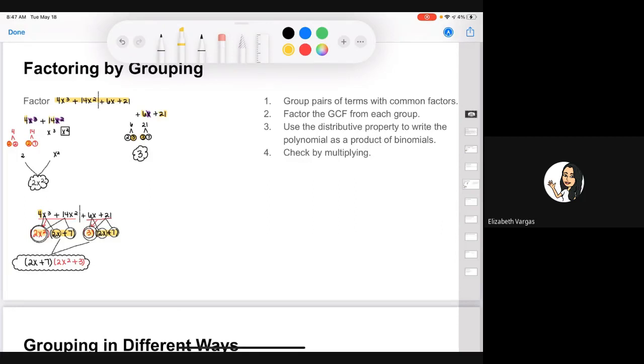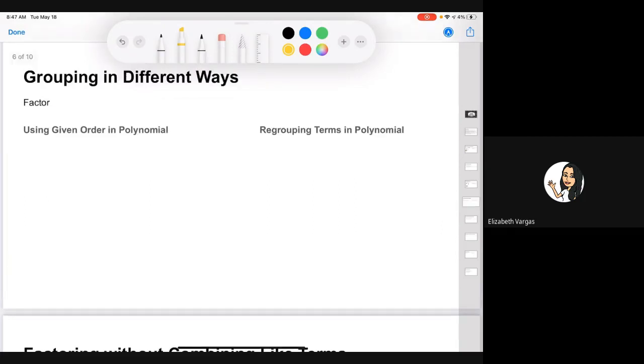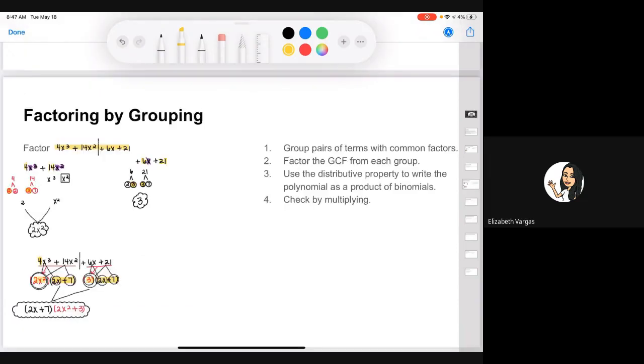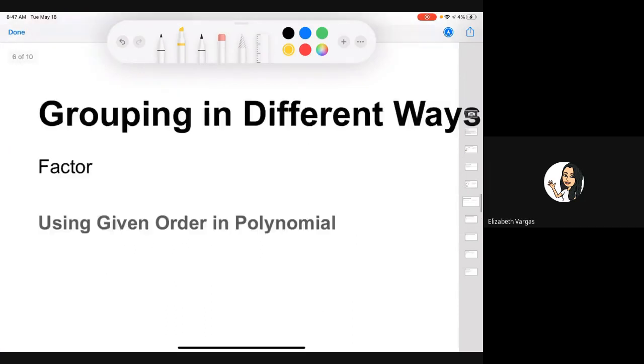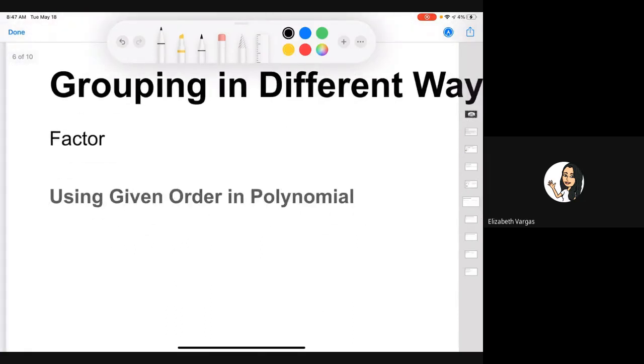Okay. So that was grouping. And what we noticed there is we grouped by basically just dividing that polynomial in half, right? Two expressions on one side, two expressions on the other. You have the option of regrouping to still solve that expression, but it might be easier in some instances to regroup it and do it a different way. So I'm going to show you what that looks like.